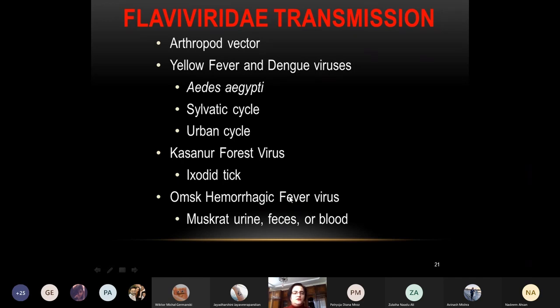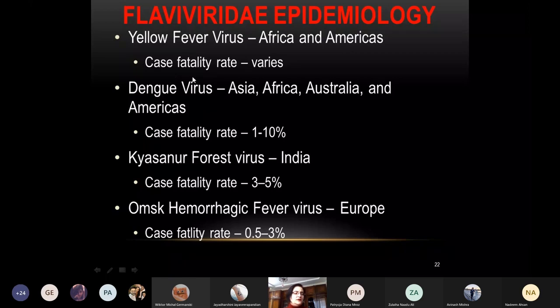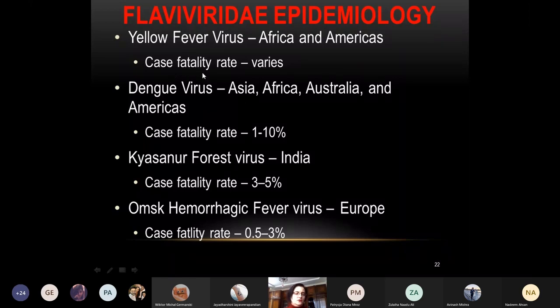The basic transmission cycle of the Omsk hemorrhagic fever virus is unknown, but exotic ticks are believed to transmit the virus from rodent to rodent. Muskrats are epizootic hosts, and human infections occur by direct contact with their urine, feces, or blood. Yellow fever virus is found throughout sub-Saharan Africa and tropical South America, but activity is intermittent and localized. The annual outbreak incidence is believed to be about 200,000 cases.